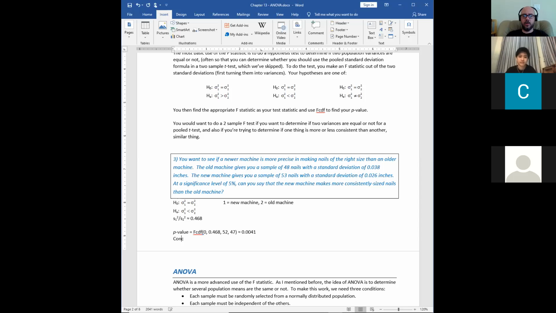So my conclusion is that this data shows that the new machine makes nails more precisely than the old one. We're rejecting the null hypothesis because the p-value is less than 5%, the significance level. It's 0.4%, significantly less than 5%.